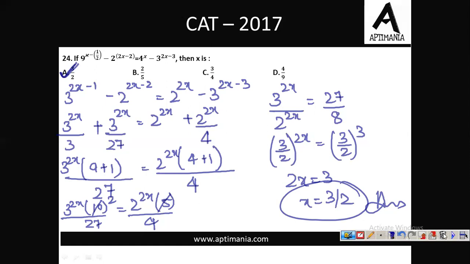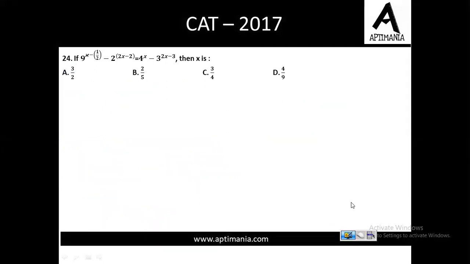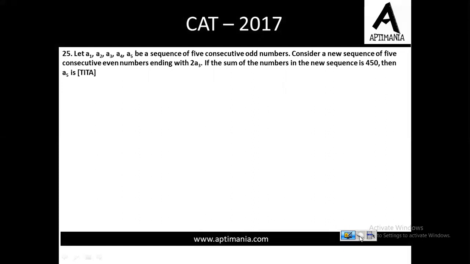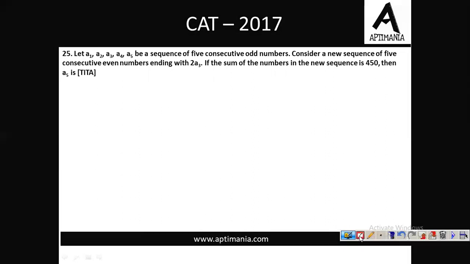Let's go ahead to the next question. Question number 25 is on the screen. Let's try to solve it out. Let A1, A2, A3, A4 and A5 be the sequence of 5 consecutive odd numbers. If they are consecutive odd numbers, this is A1, A2, A3, A4, A5. So this can be A3 minus 2, A3 minus 4. This can be A3 plus 2 and A3 plus 4.